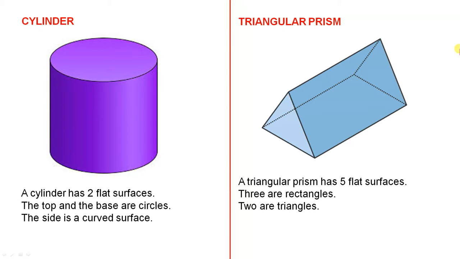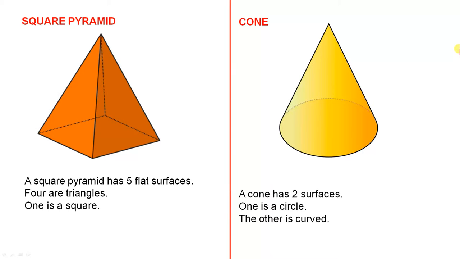Triangular prism. A triangular prism has 5 flat surfaces. 3 are rectangles. 2 are triangles. Square pyramid. A square pyramid has 5 flat surfaces. 4 are triangles, 1 is a square.